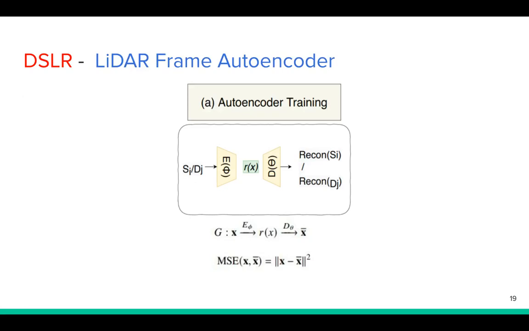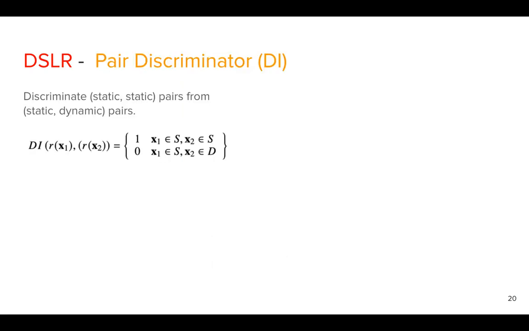For module 1, we train an autoencoder using dynamic and static LiDAR scan based range images as input. The encoder and decoder are adapted from the discriminator and generator used in the DC GAN architecture. We use this trained autoencoder in modules 2 and 3 to train the pair discriminator module and the adversarial module. We train a pair discriminator that discriminates static-static pairs from the static-dynamic pairs.